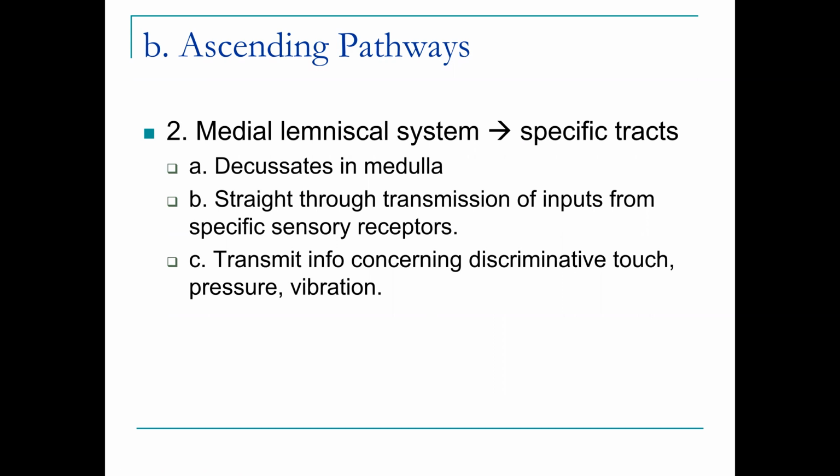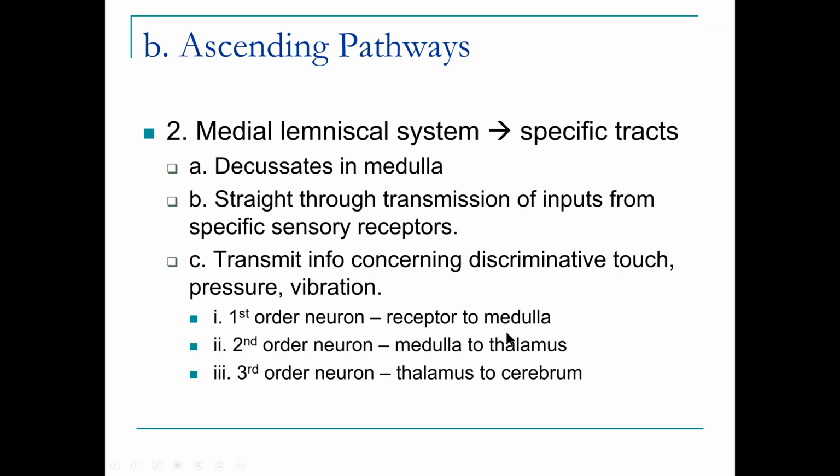So our first order neuron is going to go from the receptor inside the spinal cord, okay, and it's going to decussate in the medulla. Straight through transmission of input from specific sensory receptors, not generalized. The last one was generalized, okay? Discriminating touch, pressure, and vibration. First order neuron is from the receptor to the medulla.